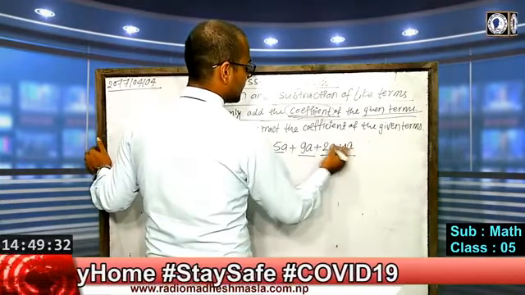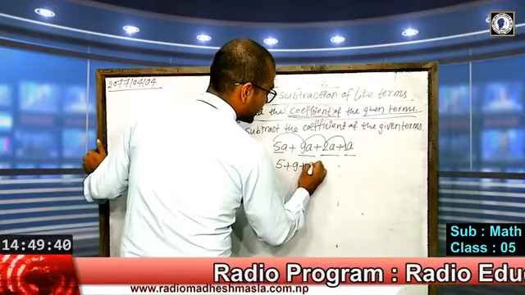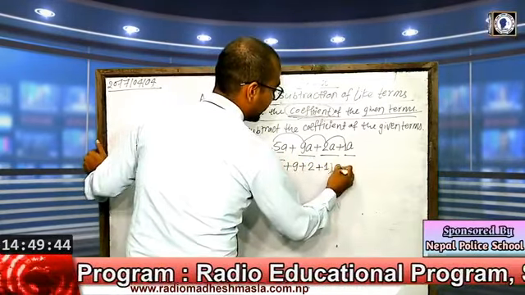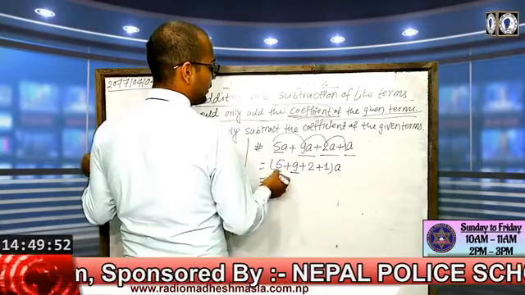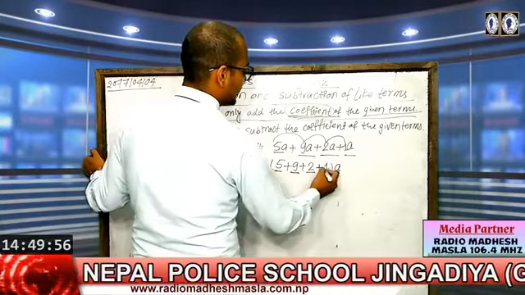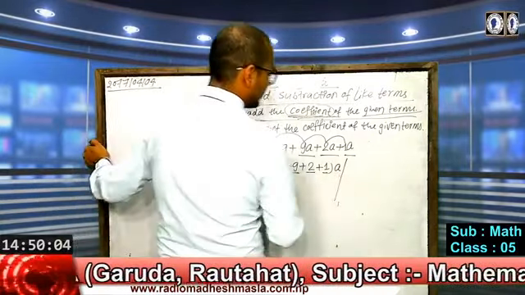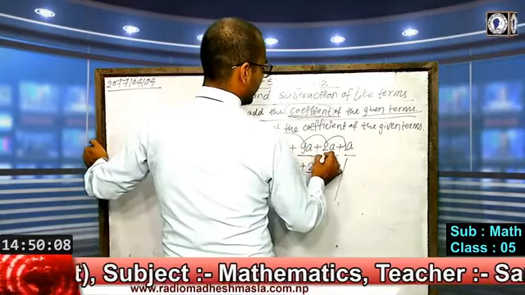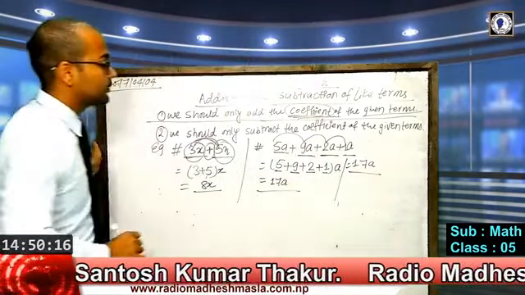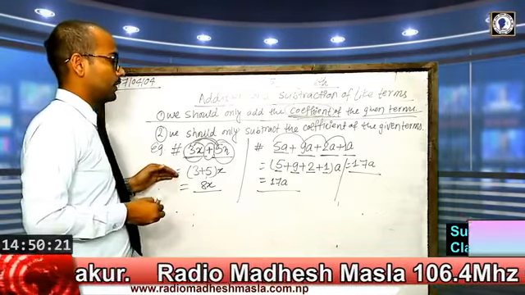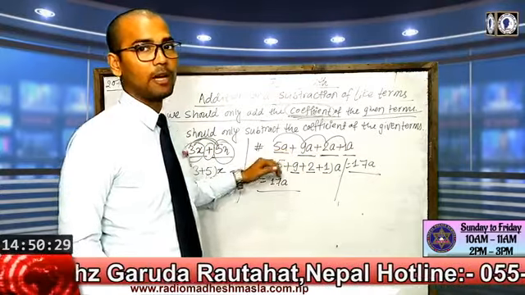So we should add the coefficients first. Here, 5 plus 9 plus 2 plus 1, with a. When we add 5 and 9 we get 14, 14 and 2 is 16, and 16 and 1 is 17. So 17a together. In the same way, we can write it directly also: 5a and 9a is 14a, 14a and 2a is 16a, and 1a makes 17a. In this way we can find the addition of like terms, by adding the coefficients first and then finding the result.